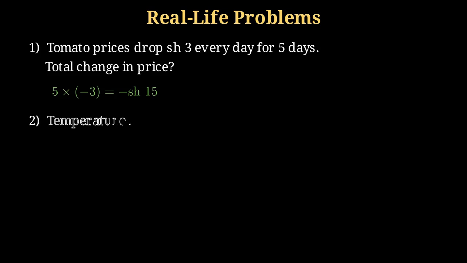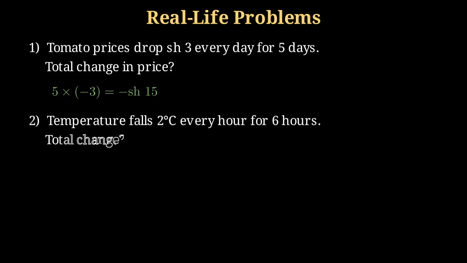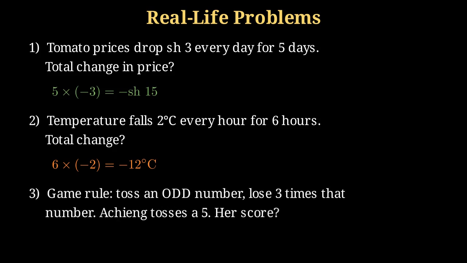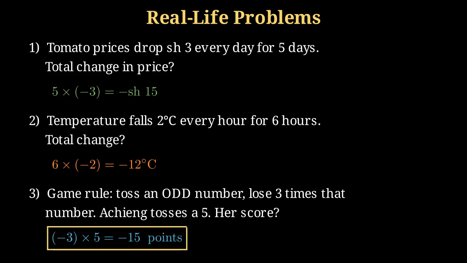Problem 2. On a cold night, the temperature falls 2 degrees every hour for 6 hours. 6 times -2, -12. The temperature dropped 12 degrees in total. Problem 3. In a dice game, if you toss an odd number, you lose 3 times that number. Achieng tosses a 5. Losing 3 per point is -3 times 5, -15. She writes -15 on the score sheet.